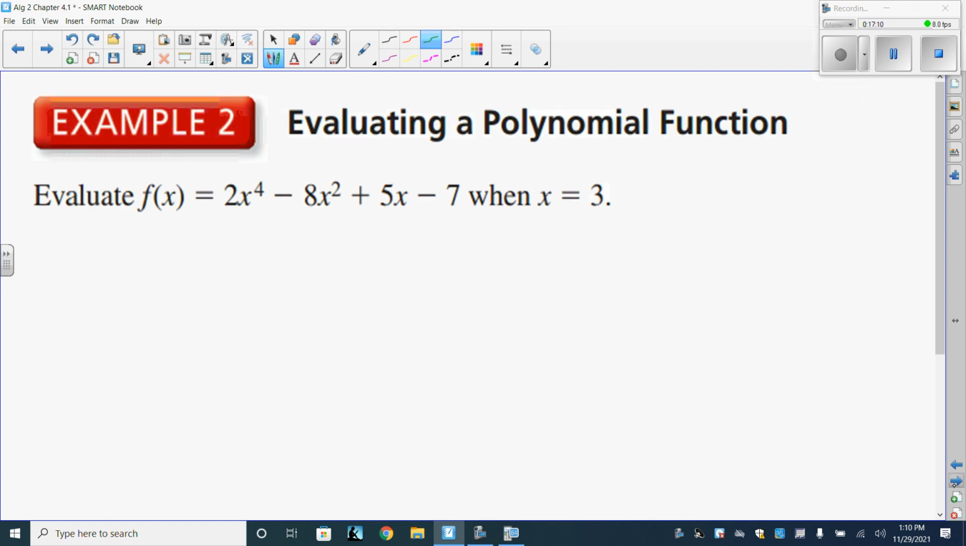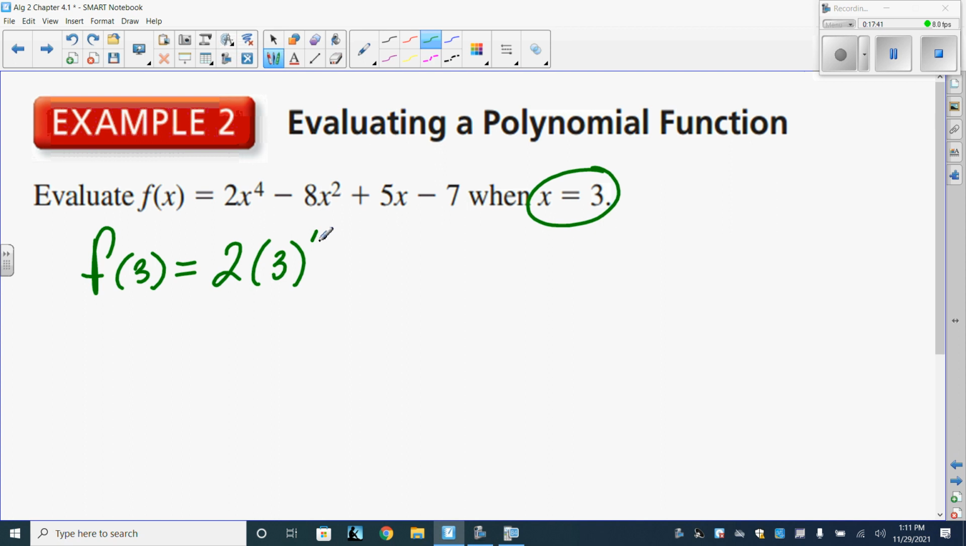Let's look at the next part of the lesson, evaluating a function for a given number. Evaluating a polynomial function. Whenever we evaluate a polynomial function, we're taking whatever is given to us and plugging it in. So here we're plugging in 3 for x. So we're finding f of 3, which is really telling me that every place that there's an x, I'm replacing it with a 3. So we'll have 2 times 3 to the 4th minus 8 times 3 squared plus 5 times 3 minus 7.